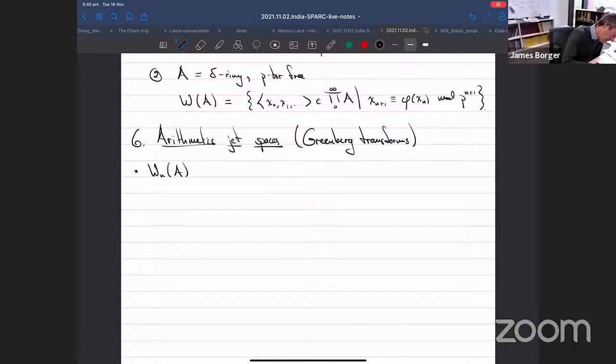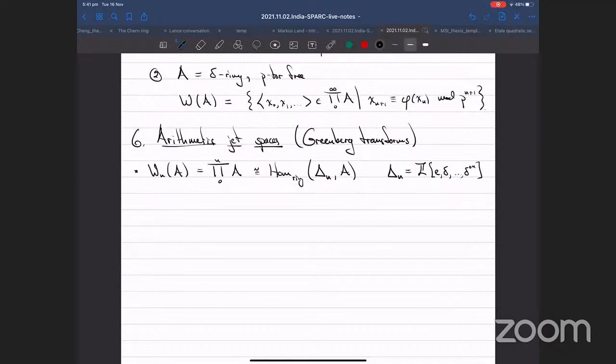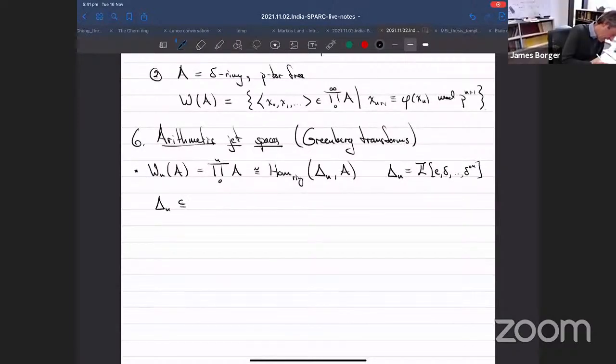Wn of A was the product, in fact, the product over i equal 0 to n of A, and then this is in bijection with the ring homomorphisms from something else, which I'll call delta_n, to A, where delta_n is the same as delta, but you stop adjoining generators when you get up to the nth one. So this is just a polynomial ring on n plus 1 algebraically independent variables. So when you take homomorphisms to A, you get n copies of A. And so this delta_n is contained in, not equal to, delta, which was, remember, polynomials when we don't stop.